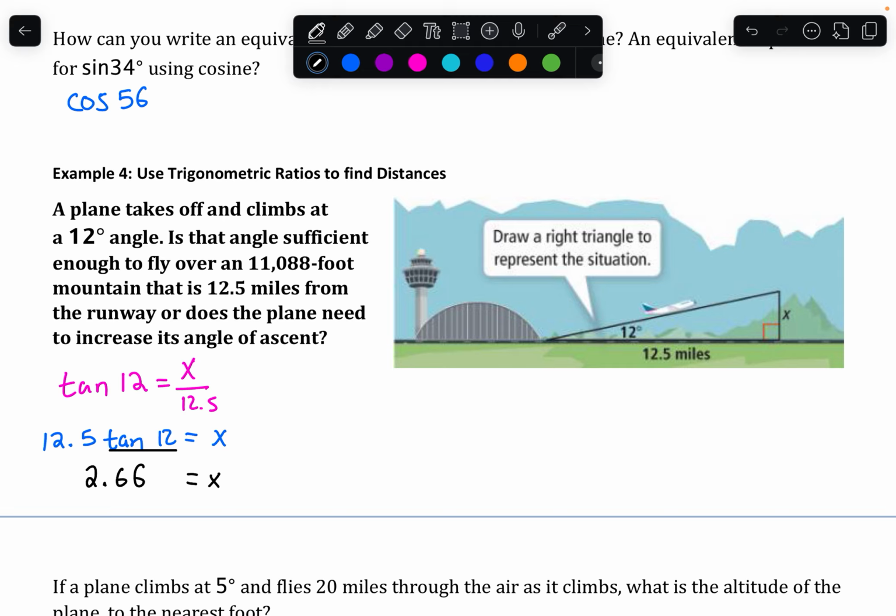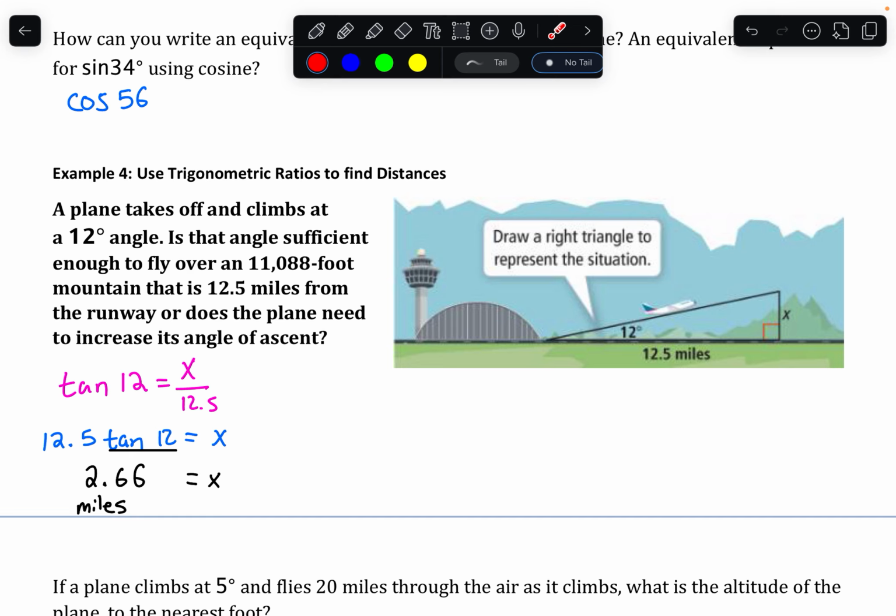Now what is that in units? Looks like I used miles for my calculation. So that's 2.66 miles. Our airplane is going to be 2.66 miles high at the end of that ascent. Is that enough to fly over an 11,088-foot mountain? I'm not sure. I have to then calculate the conversion factor between miles and feet.